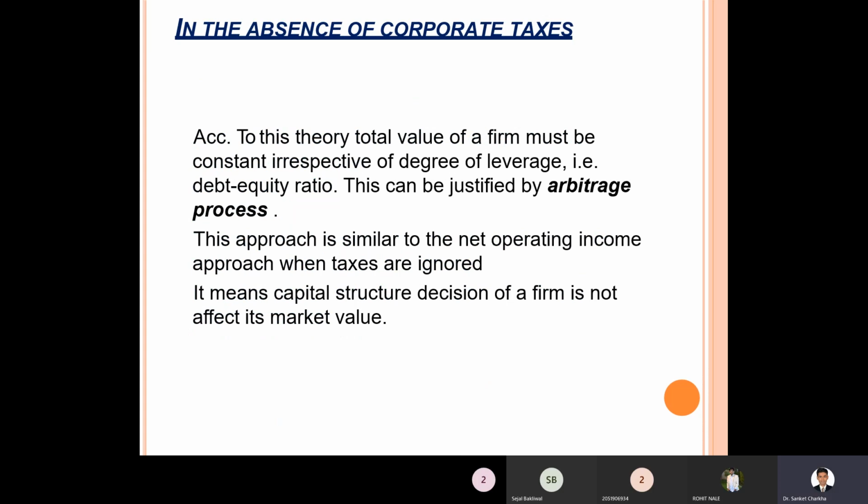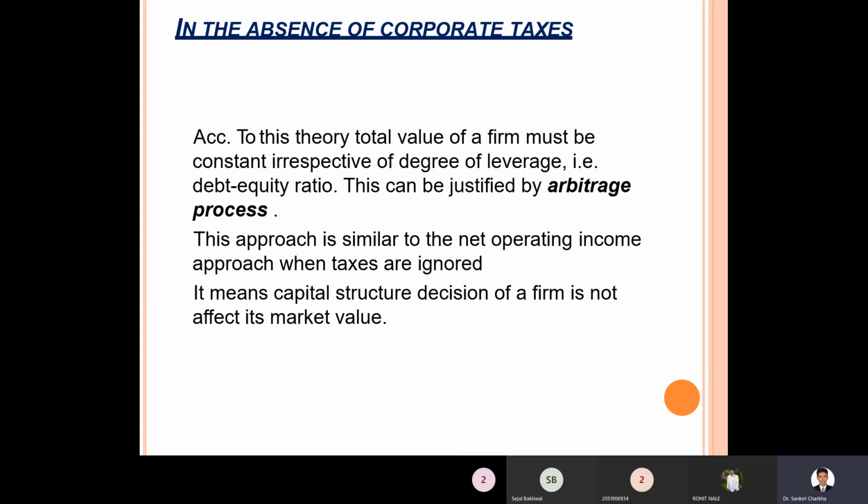Now, coming to the first perspective of Modigliani and Miller, in the absence of corporate taxes. According to this theory, the total value of the firm must be constant irrespective of the degree of leverage, that is the debt equity ratio, and it can be justified by an arbitrage process. In the absence of corporate taxes, there is no impact on the value of the firm from the degree of leverage, whether financial or operating. It does not get affected by the composition of debt and equity.